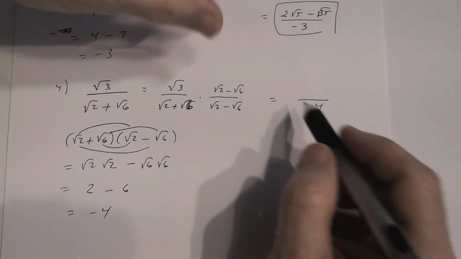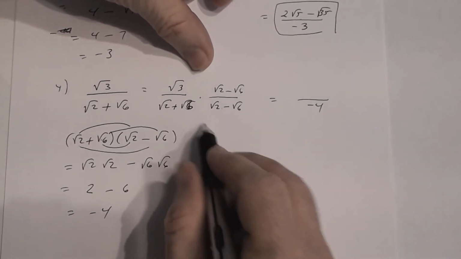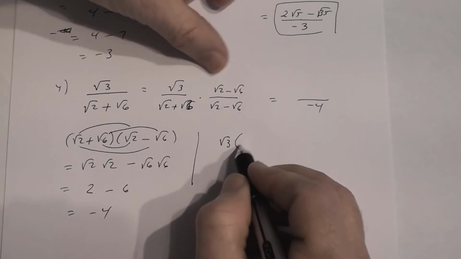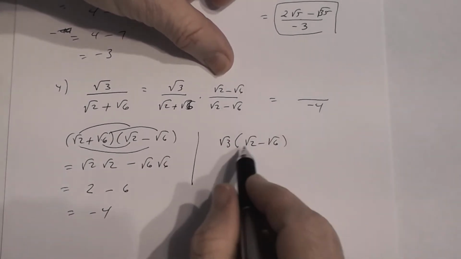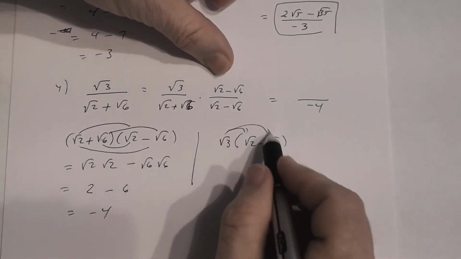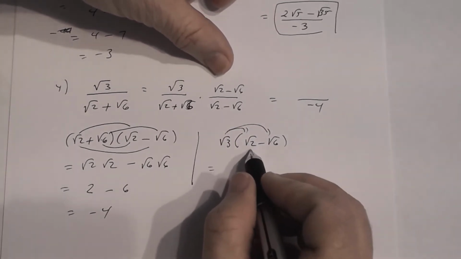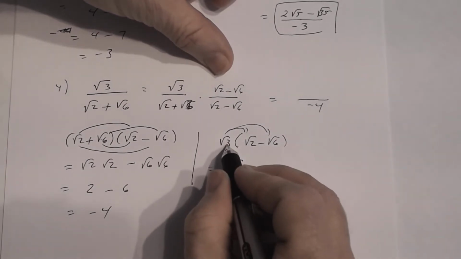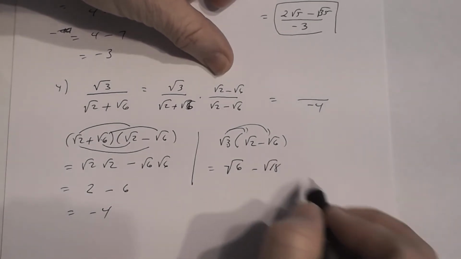Now the numerator, I have this. So I'm going to go ahead and deal with the numerator right here. So the numerator is the square root of 3 times the square root of 2 minus the square root of 6. Okay? And so when I distribute, I get the square root of 3 times the square root of 2 is the square root of 6 minus, and then the square root of 3 times the square root of 6 is the square root of 18, right?